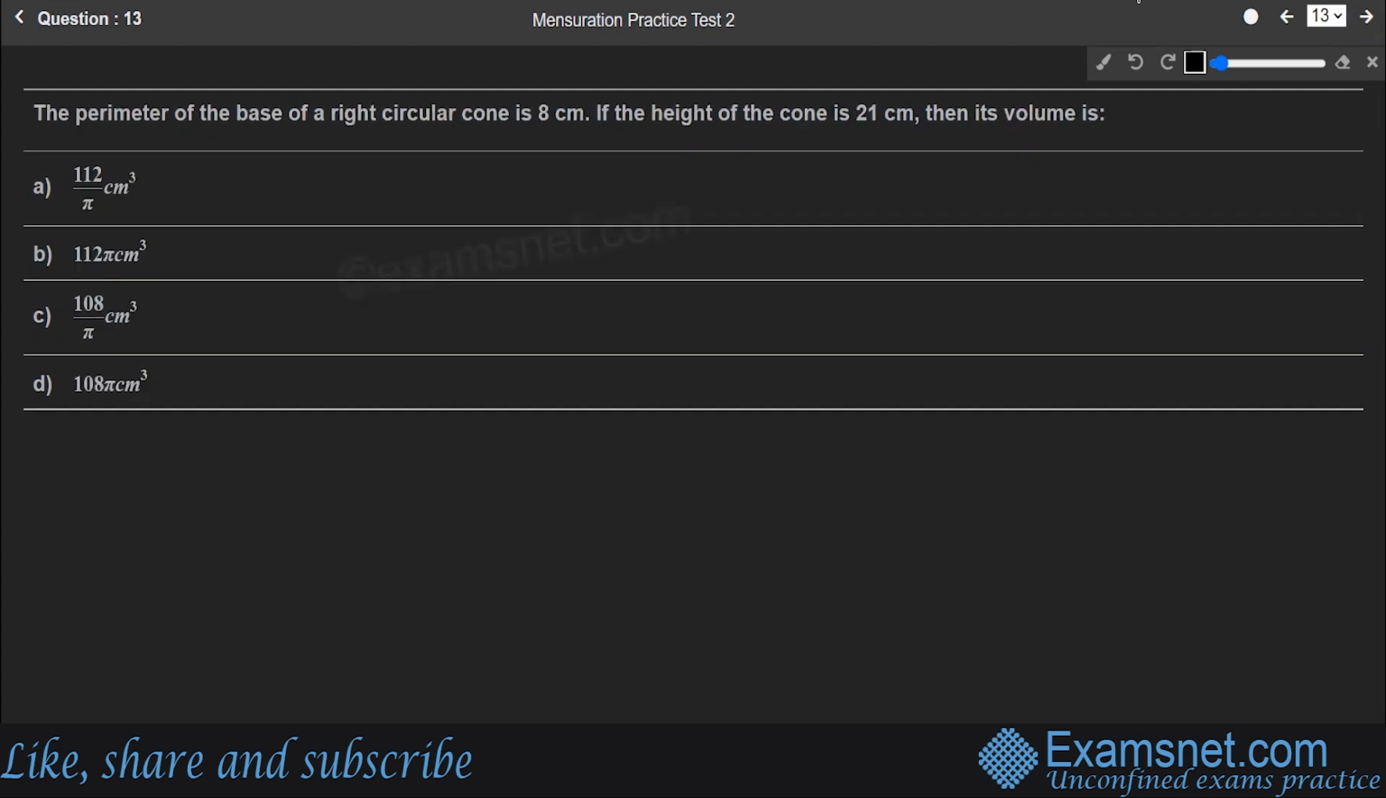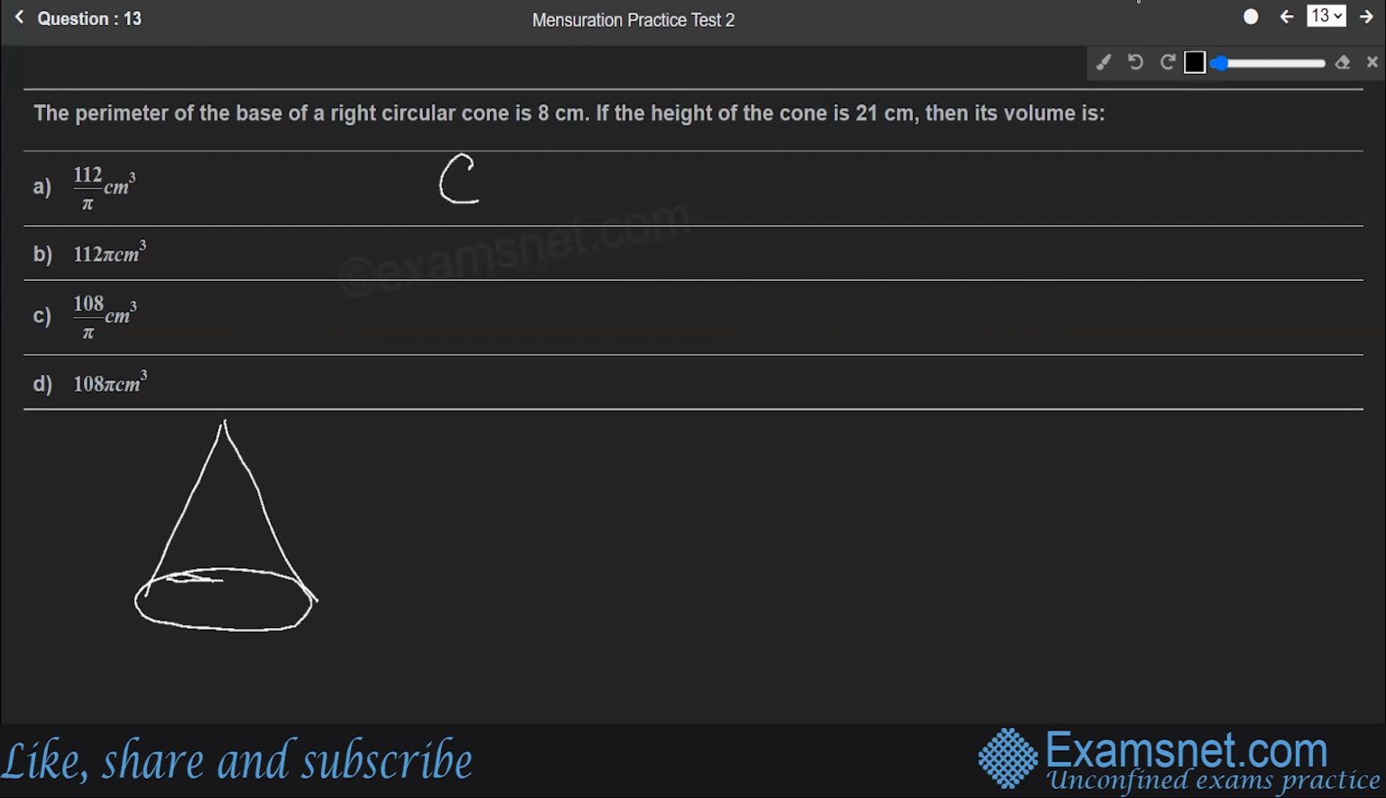Now, the perimeter of the base of a right circular cone is 8 centimeter. Okay, so let us create the cone first. This is the cone. The base of a cone is always a circle. He says this perimeter of the circular cone. Perimeter of a circle is nothing but called circumference. So clearly the circumference value of the cone is given out to be 8 centimeter.